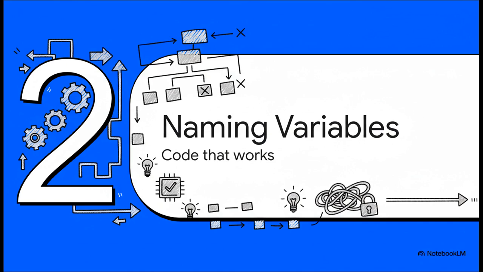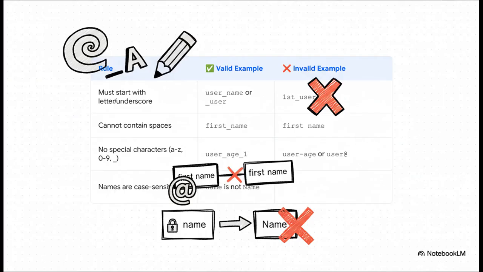And listen, these aren't just suggestions or friendly advice. If you break these rules, your code simply will not work. This table lays it all out beautifully. First, your variable name has to start with a letter or an underscore, never ever a number. Second, no spaces allowed. If you have 2 words, you connect them with an underscore.